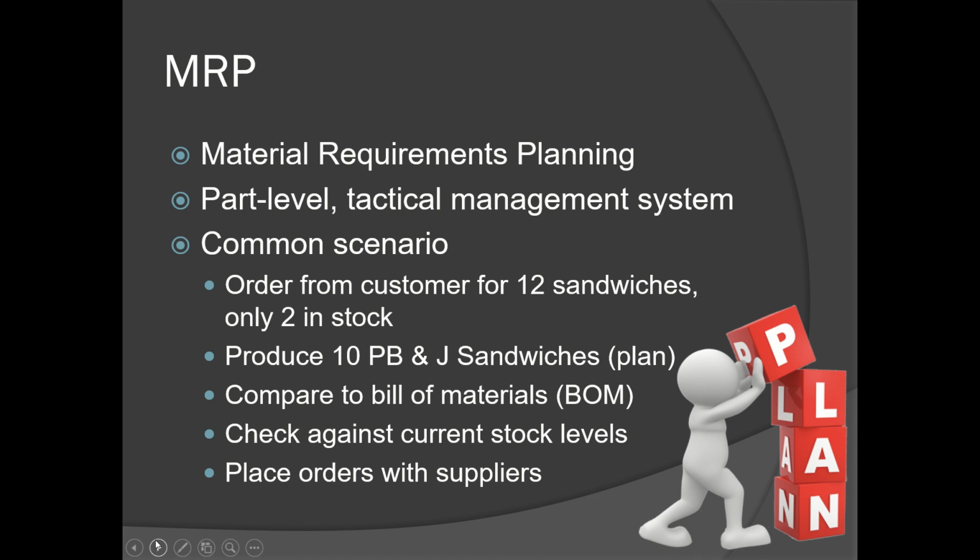So now we're going to check our production plan, which is 10 sandwiches, and our bill of materials against what we have in stock. So let's say we've got 100 pieces of bread. Great. We don't need to order any bread, but we only have 20 ounces of peanut butter. Well, we need to make 10 sandwiches at 4 ounces each, so we need 40 ounces of peanut butter. So we do need to order some more peanut butter, right?